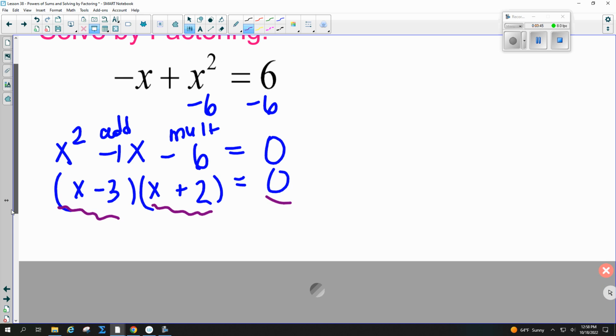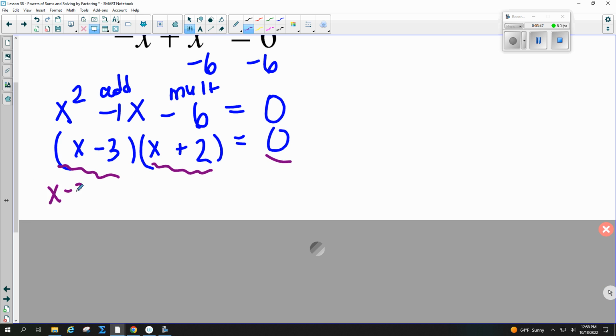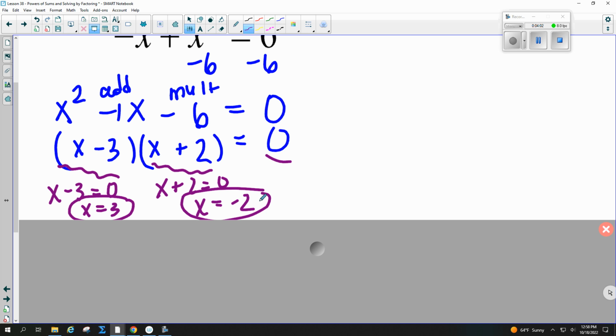Positive 3. Now, you can set that little piece equal to 0 and then solve, or you can just say, I know it's 3. That's what would give me 0. And then you can set this little piece equal to 0, or you can just say, I know it's negative 2, because that's what would give me 0. So my solutions are 3 and negative 2.